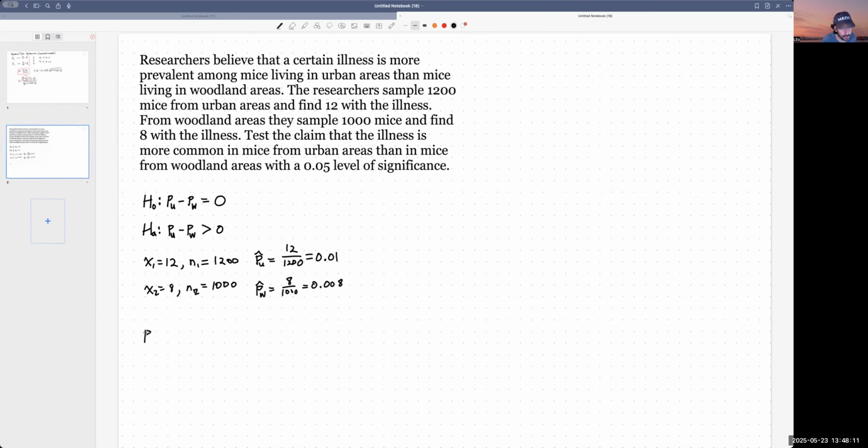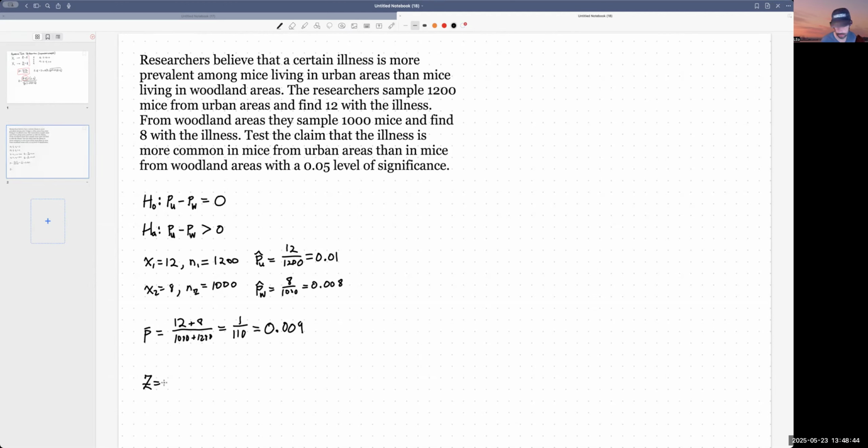P bar, we're taking 12 plus 8, right? We're summing the two success numbers divided by the sum of the two sample sizes. This works out to, if you want it in fraction form, 1 over 110, or 0.009 rounded. Okay, all right, there's that. And that gives us enough to compute our test statistic.